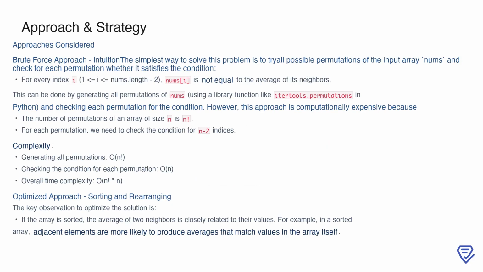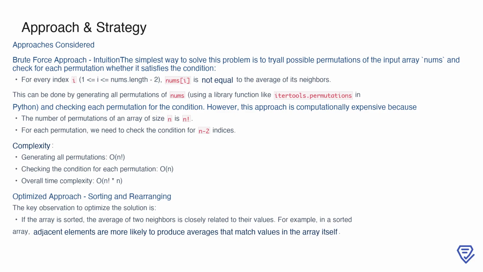To solve this problem, let's first consider the brute force approach. The idea here is to check all possible permutations of the input array and verify if each permutation satisfies the condition that for every index, the element at that index is not equal to the average of its neighbors. This can be achieved using a library function like itertools.permutations in Python to generate all permutations of the array, and then checking the condition for each one.